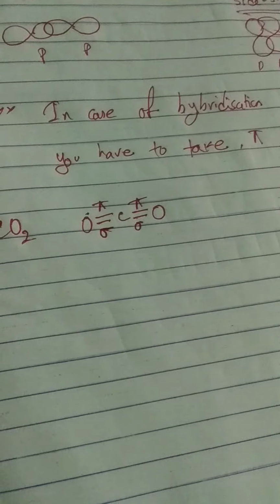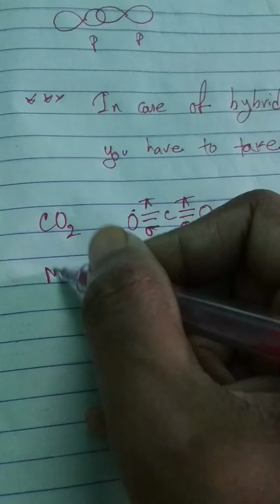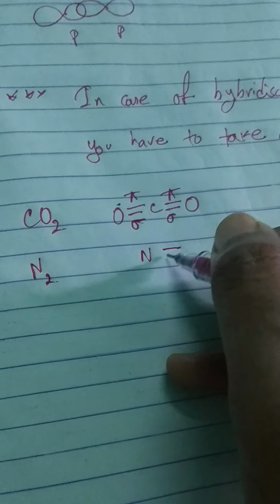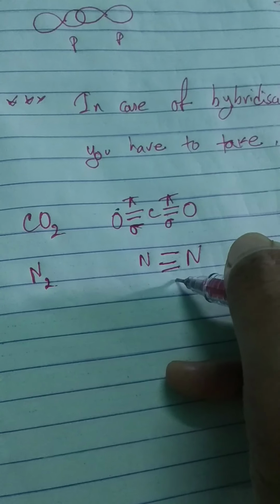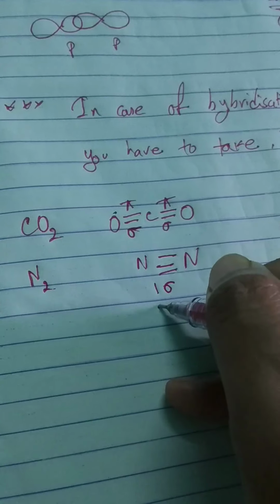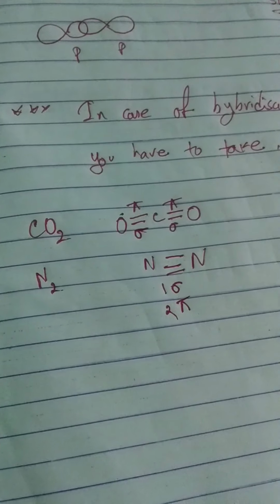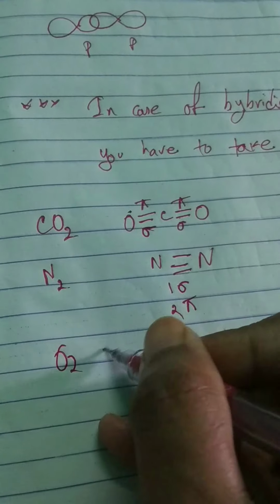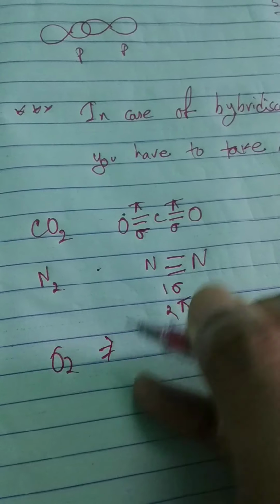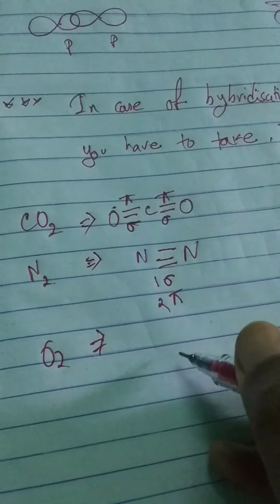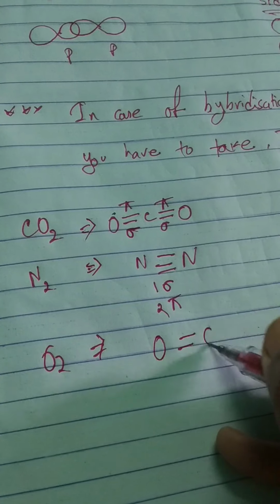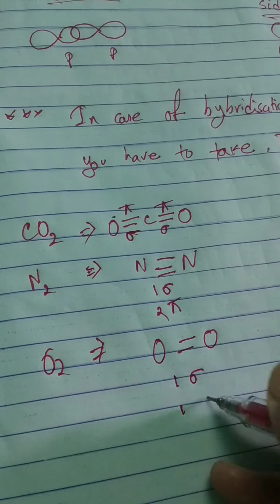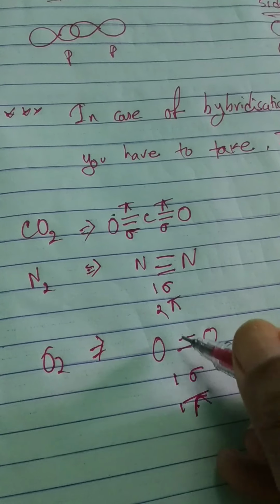For another example, suppose I am taking nitrogen. Nitrogen has a triple bond, so out of that, one will be sigma and two will be pi bonds. Oxygen is also the same. The oxygen molecular structure has a double bond, so one will be a sigma bond and one will be a pi bond. This is the formation of pi.